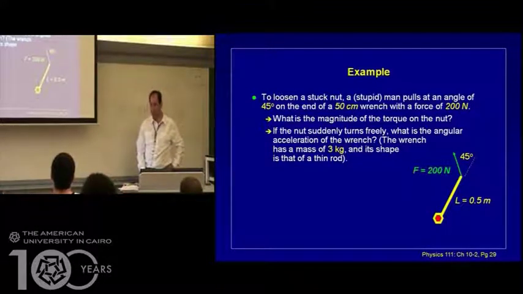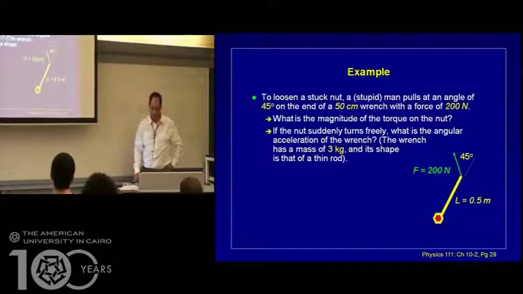Torque? It's R cross F, which means R times F times the sine of the angle between them. So it's 200 times 0.5 times sine 45. That's a good answer. Then you get how much torque that guy does.